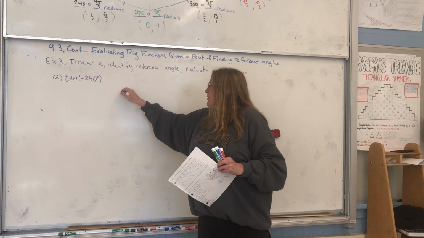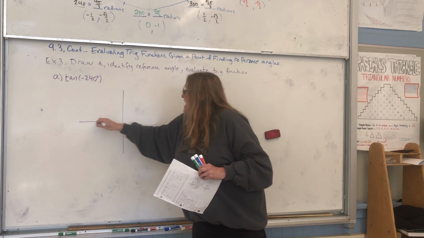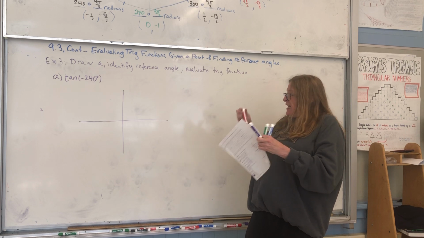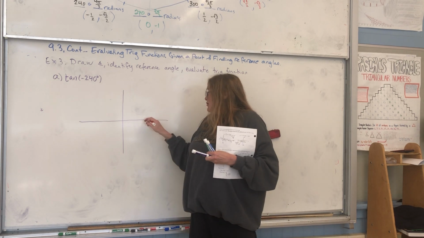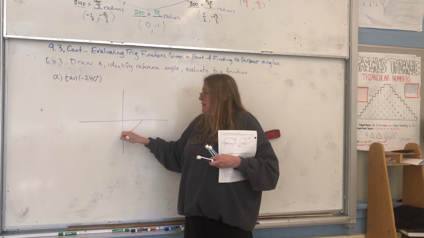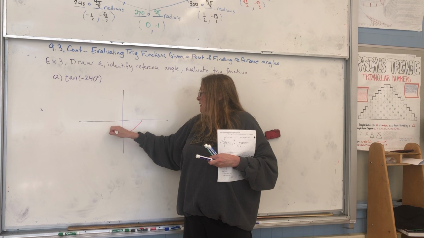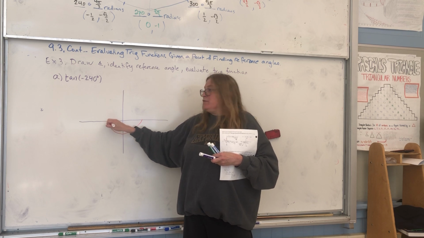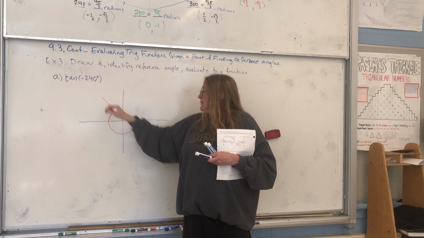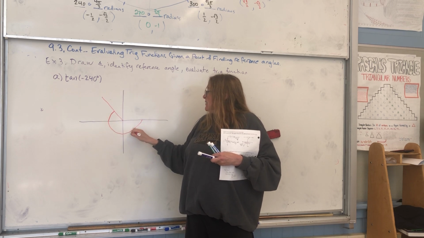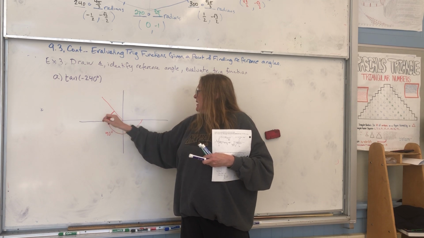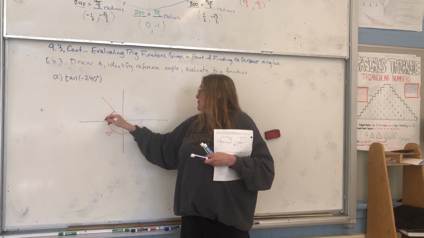Okay, so let's do it in the order that they say. Let's draw the angle. So I've got this, and I'm going negative 240. So let's head on down: 90, 180. And how much more to 240? An extra 60. So this is 90, this is 90, and this is 60.